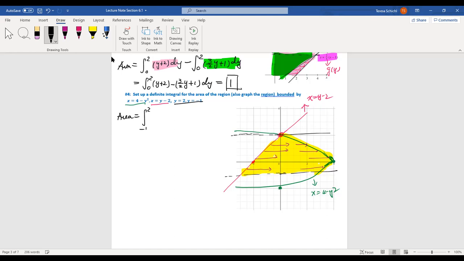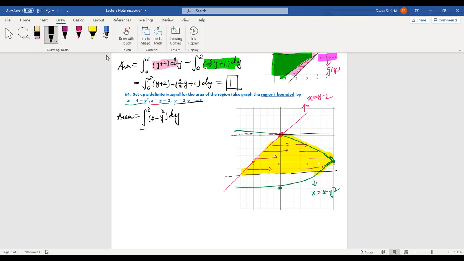Now let's take a look at the 4 minus y squared. This is x, so it is the integral of 4 minus y squared dy, from -1 to 2.